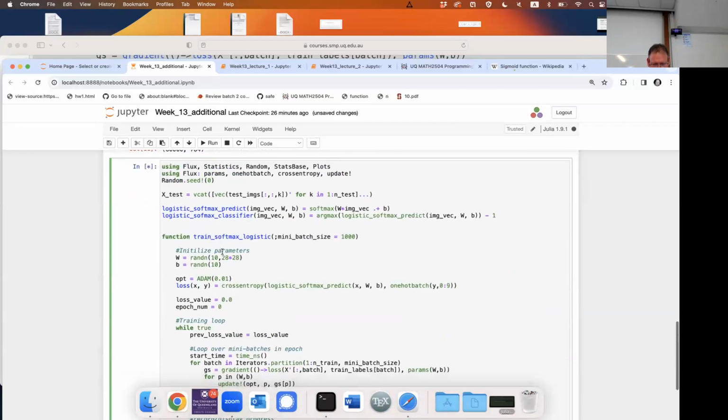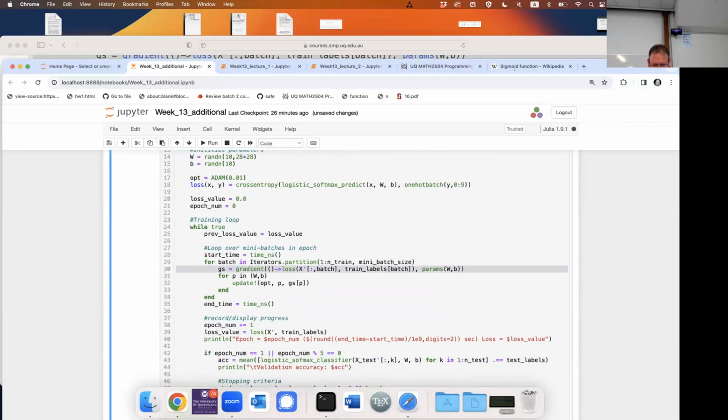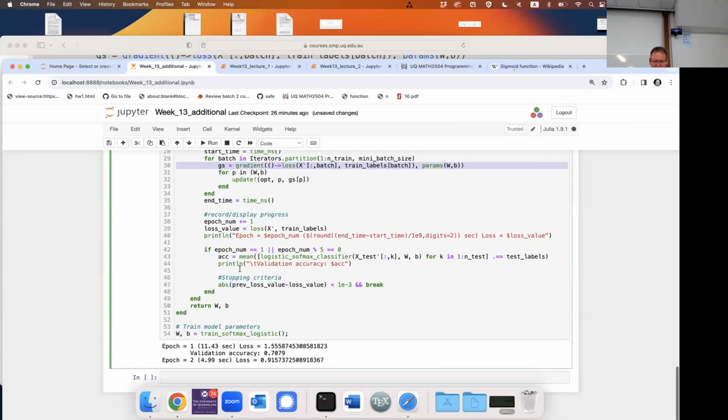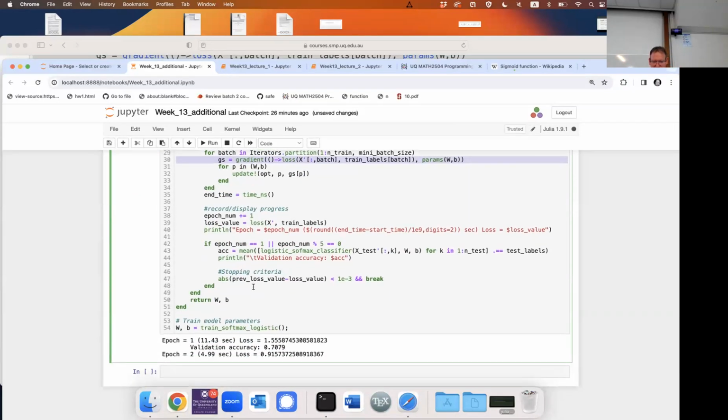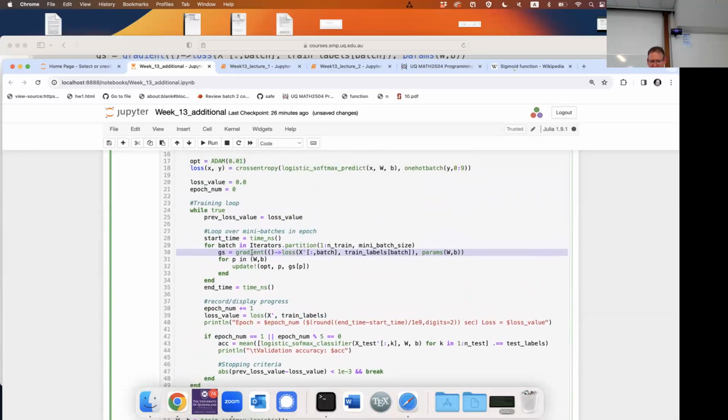I'm not sure. So computing the gradient is done in line 30. We'll work from the inside out. Yeah, this is working. Okay. So computing the gradient is done in line 30. And actually, we're using a function called gradient.